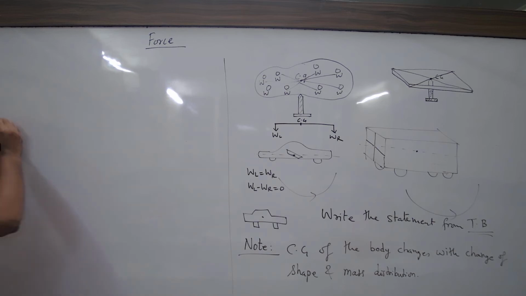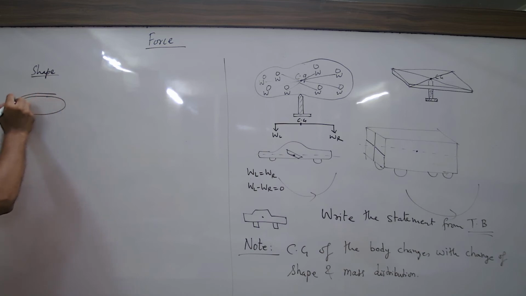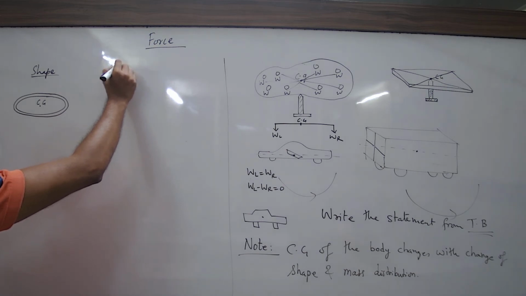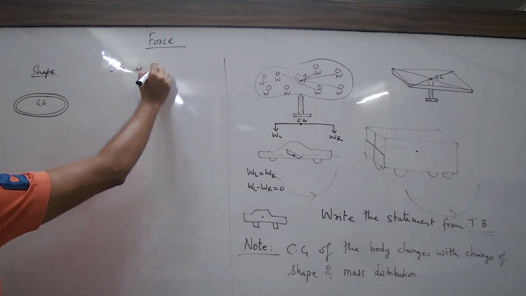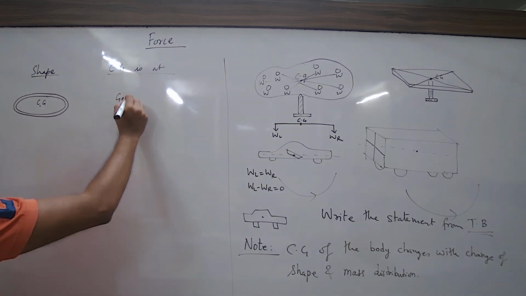So let us understand. So body. Let's say you have a ring, right? So what is the shape now? Shape of the ring is like this. Let us say I have placed it horizontally, okay? So this is the ring, right? Where is its CG? At the geometric center. CG is at the geometric center, or just say center, whatever.